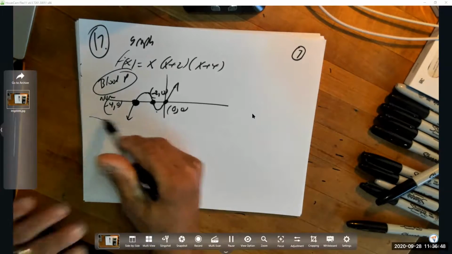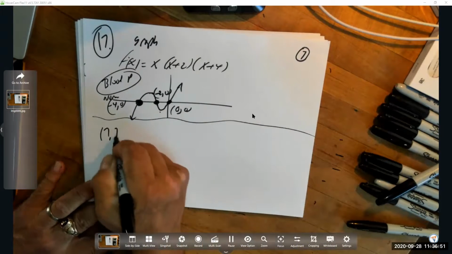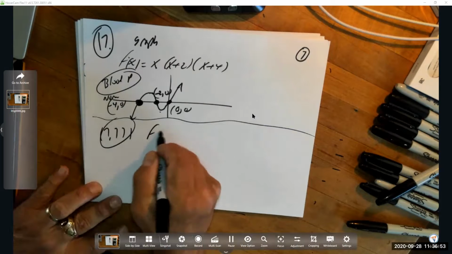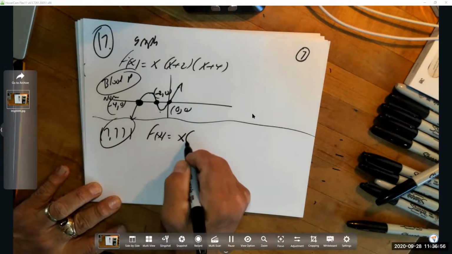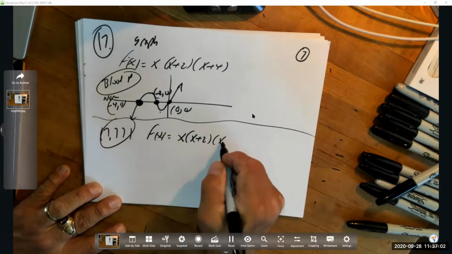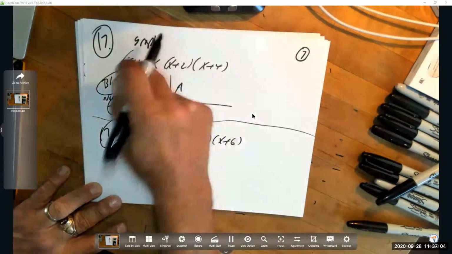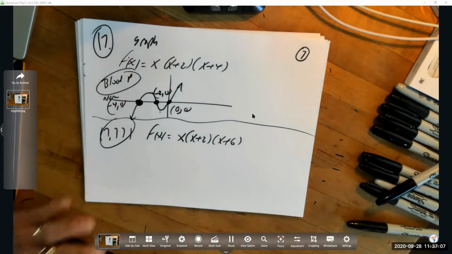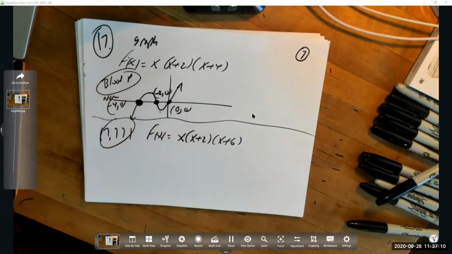Okay, so let me do one more. I'm just gonna make one up, okay? How about this? F of x is x times (x plus 2) times (x plus 6). It's just like this one. I just changed the number right here. Okay, so now you do that one. See what you get. I'll give you like 10 seconds to do it. Just do it. You do the graph, then I'll check it in about 5 more seconds.